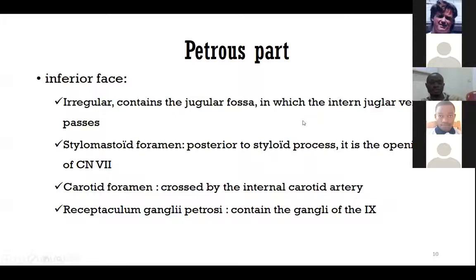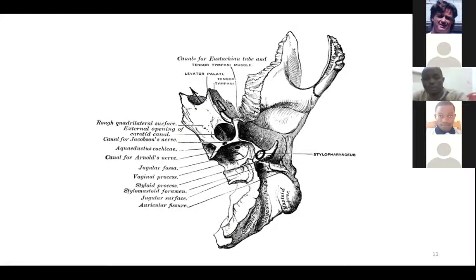We will see on the inferior face the stylomastoid foramen, that is a foramen posterior to the styloid process, and it is the opening of the seventh cranial nerve. We will also see the carotid foramen crossed by the internal carotid artery, and the receptaculum ganglii petrosi, that contains the ganglion of the ninth. We will see in these pictures the inferior part of the petrous bone. Here you will see the jugular fossa, in which the internal jugular vein will pass, and like I said, we will see the canal of Arnold's nerve. And we also see the carotid canal here, one important structure to talk about in the inferior part of the petrous bone.